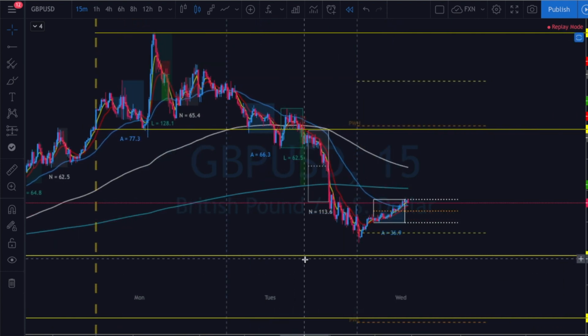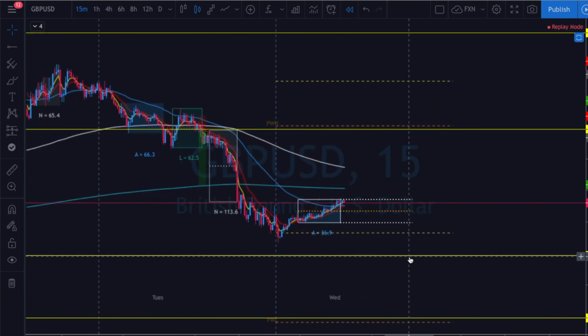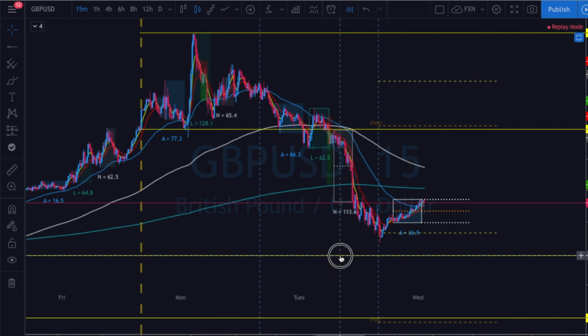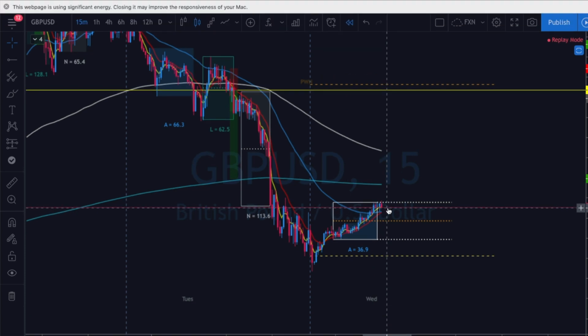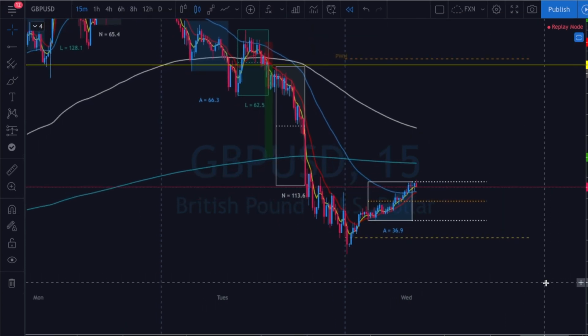All right, so a couple things to notice. We're going into Wednesday. What is this? A 36 pip Asian range. The 200 is above us. The 800 is above us. And the 50, of course, is now riding through price. Let's see what we get.